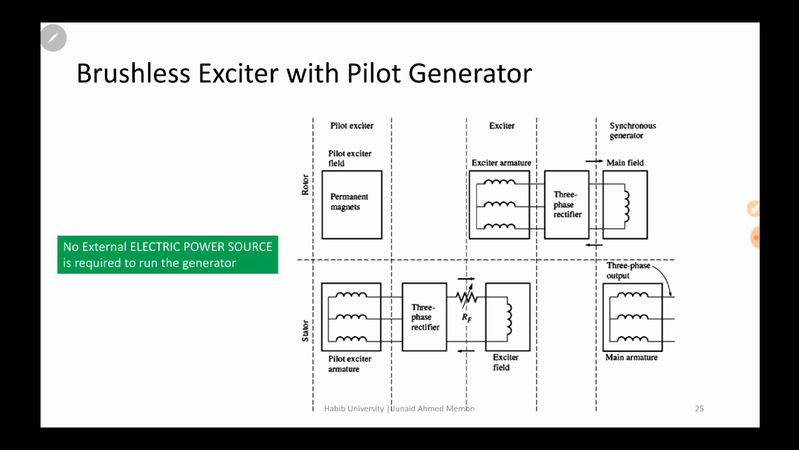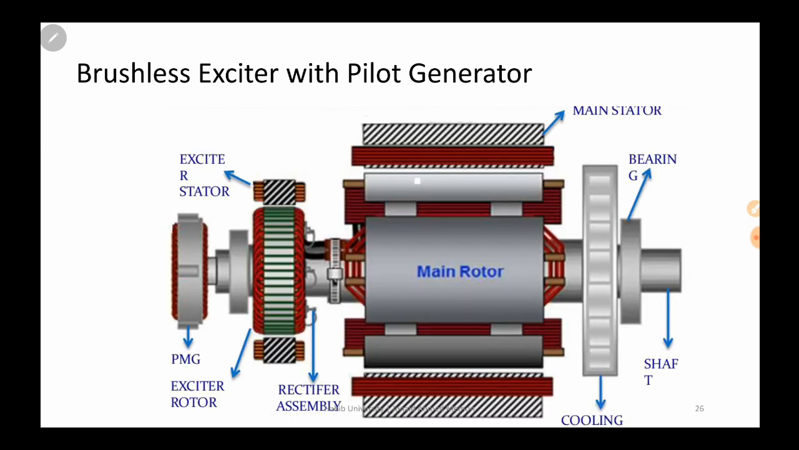So in this case, no external electric power source will be required to run the generator, but in the previous case you need an electric power source to run the generator. Okay, so this diagram summarizes what is in the brushless exciter.